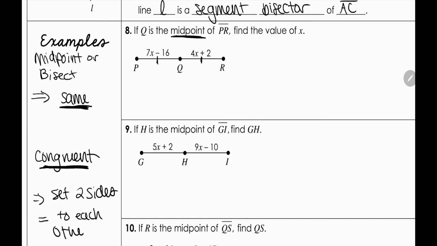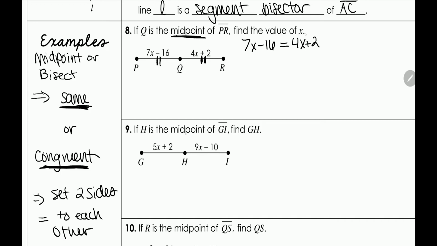You just put an equal sign in between them, okay? So Q here is the midpoint of PR, so it cuts it perfectly in half. So this side is the same as this side. That's why I've got the little marks. If they have the same number of little marks, that means they're the same. They're congruent. They're the same length. If they're congruent, then you're going to set the two sides equal to each other. So you're going to write the one side, put an equal sign, write the other side. And it really is that simple.